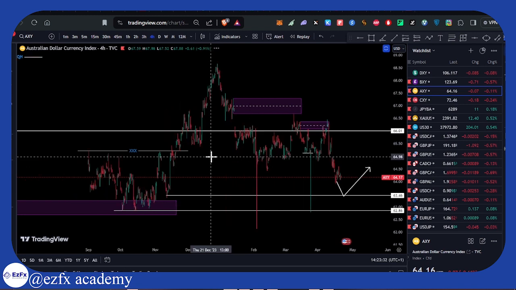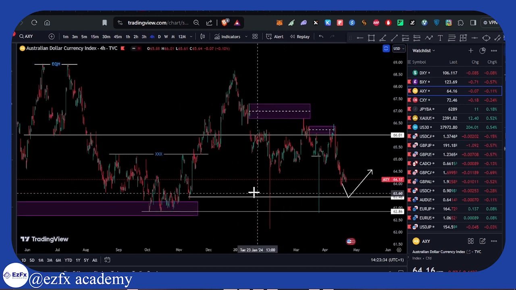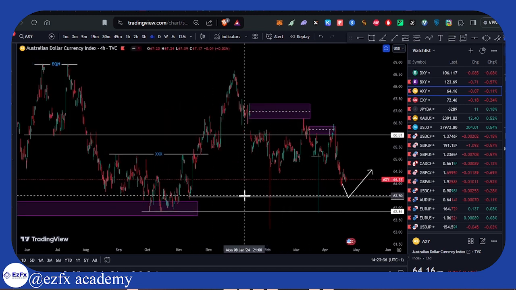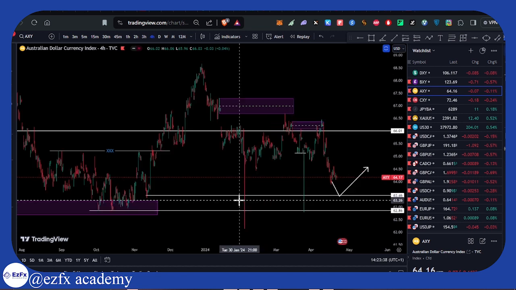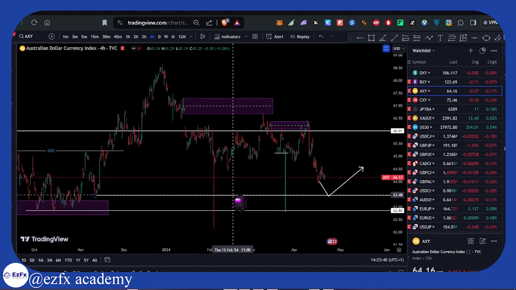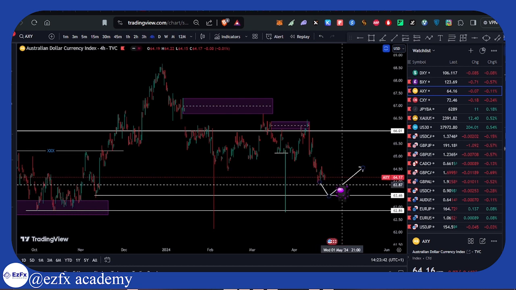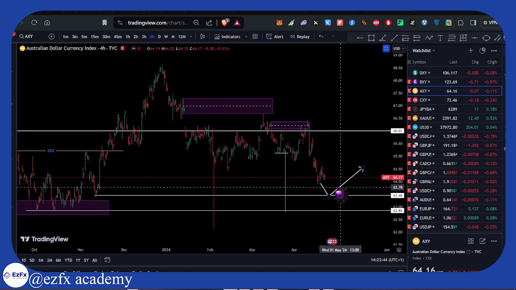Next up is AXY, the Australian Dollar Currency Index, and I think if you were around last week, our bias was for us to see AXY drop. So we got to see that, however, it wasn't as clear as we wanted. All the same, I want us to be watchful.